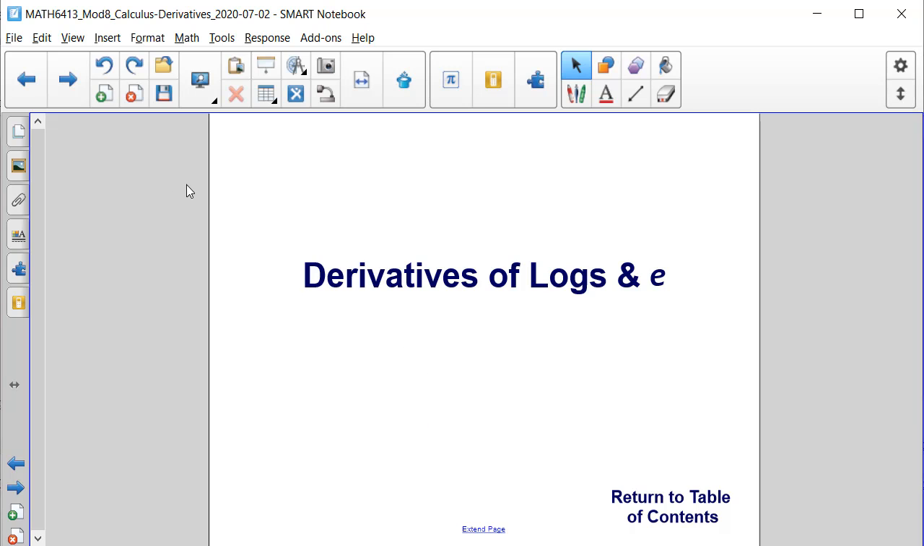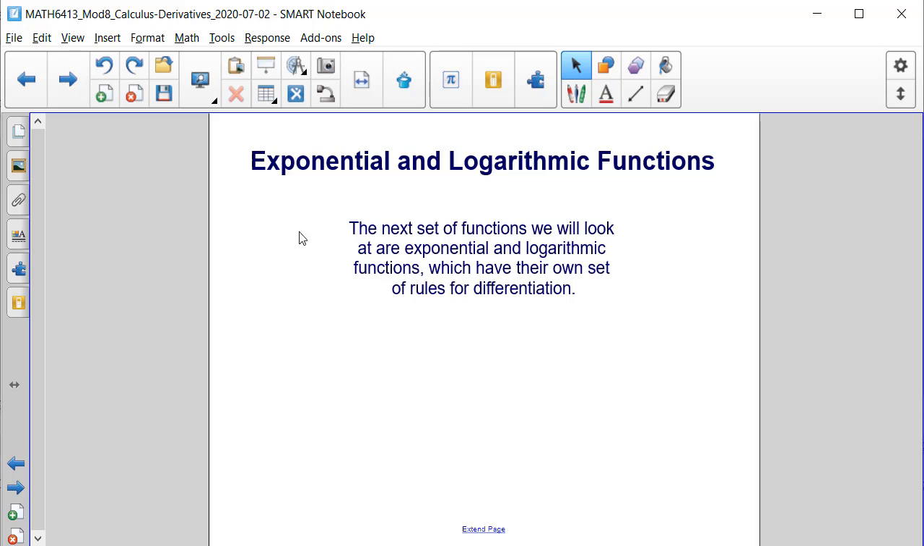Derivatives of logarithms and e. The next set of functions that we're going to examine are exponential and logarithmic functions. Each of them has its own set of rules for differentiation.